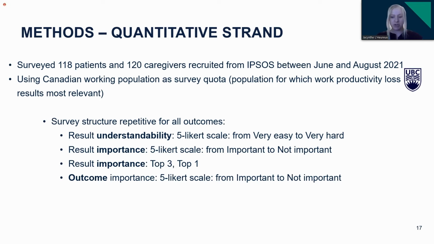The survey structure from one section to the other was repetitive. First, we asked about the understandability of each result within that section. Second, we asked about the importance to report each result. Then we asked which results are most important to report, in the form of top 3 results and top 1 result. And finally, we asked about the importance of reporting each work productivity loss outcome.